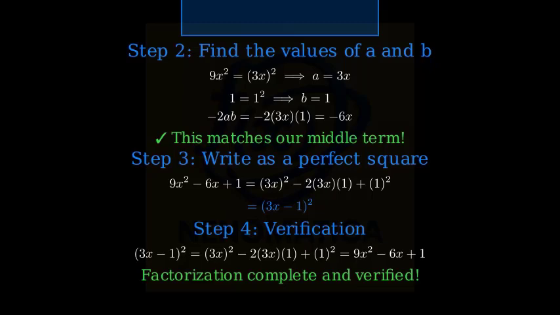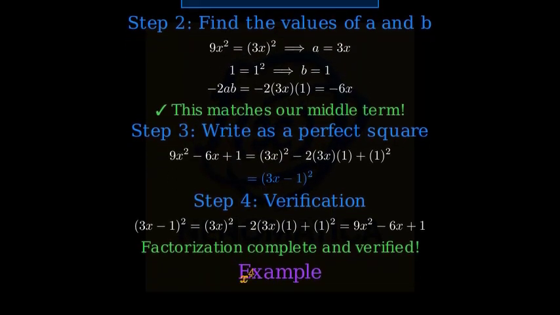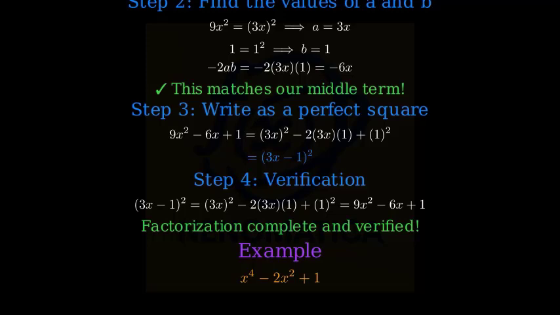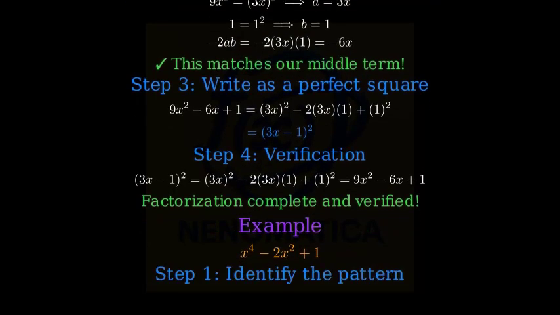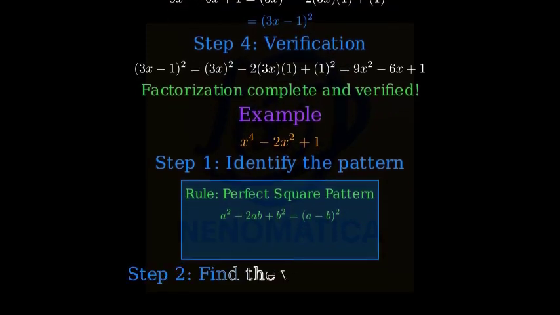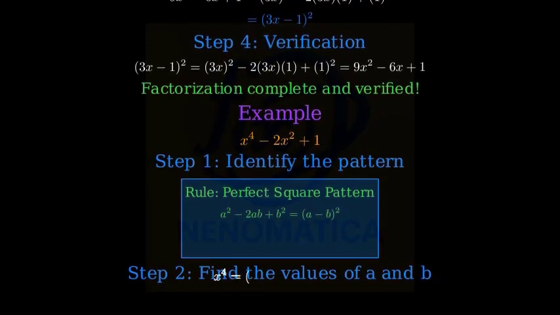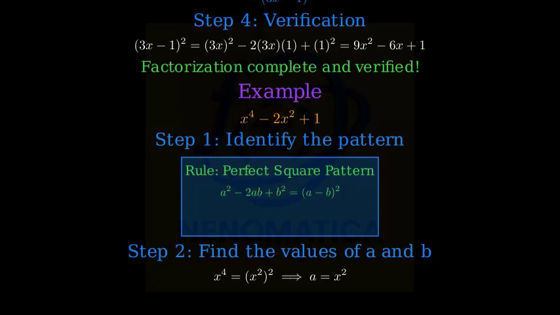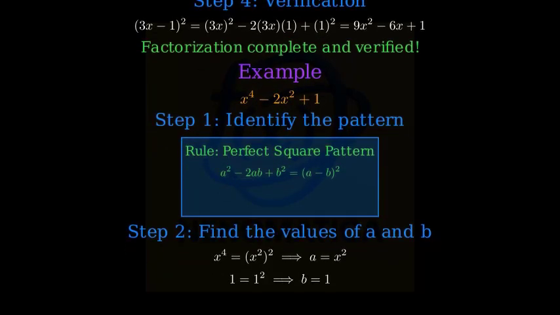Let's move on to our second example. We have x to the fourth minus 2x squared plus 1. For this example, let's again check if it follows the pattern of a perfect square trinomial. This time, we notice that the expression has the form a squared minus 2ab plus b squared, where the variables have different exponents. Let's identify a and b in this expression. The first term is x to the fourth. If this is a squared, then a must be x squared. The last term is 1, which would be b squared, so b must be 1.